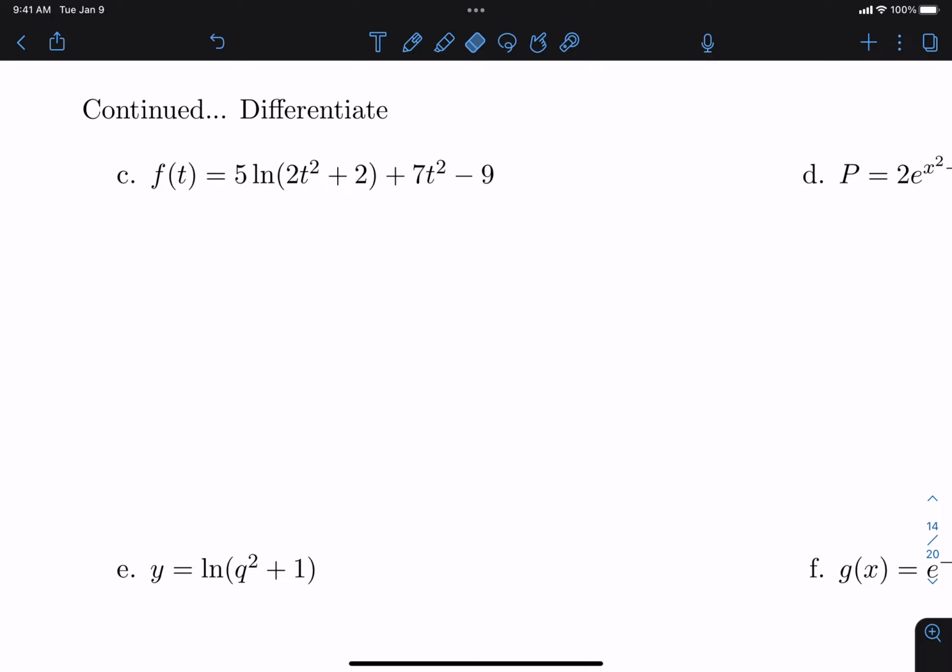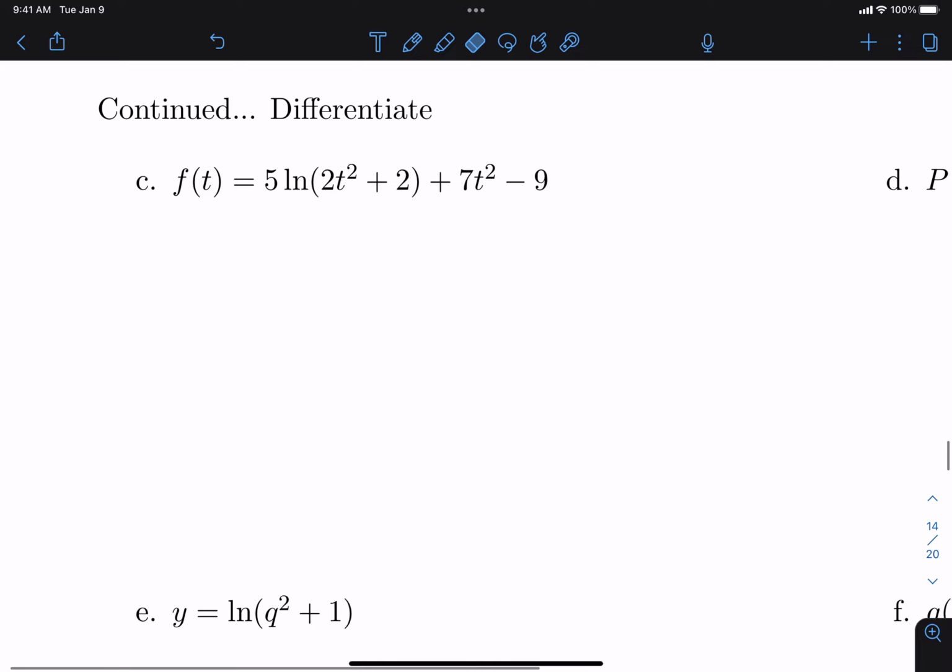All right, so for part C, I have some sums and differences, and I can see that I'm going to need to use the chain rule specifically for this part. Okay, I'm definitely going to need to use the chain rule for that part. The other parts, I think I can just use the power rule and the constant rule.